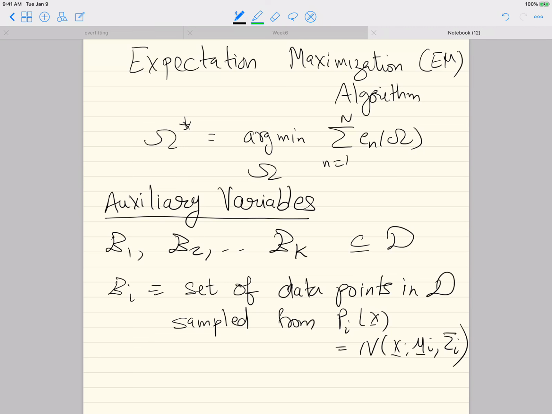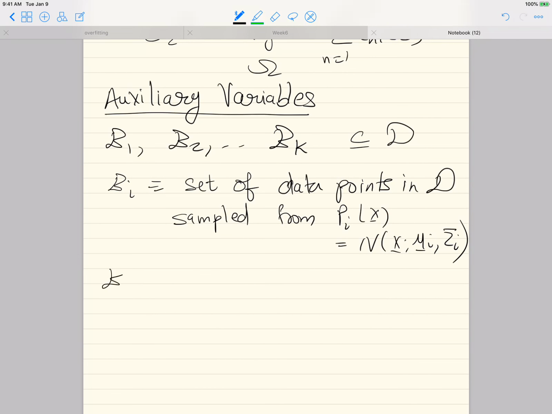Remember that switching diagram where we had three branches? We'll assume that B1 corresponds to those points in D which were sampled from the first branch. B2 corresponds to those points which were sampled from the second branch. And B3 corresponds to those points sampled from the third branch. Here all the Bi's are again just like before. They are all disjoint, so there is no overlap. And the union of the Bi's is our entire set D.